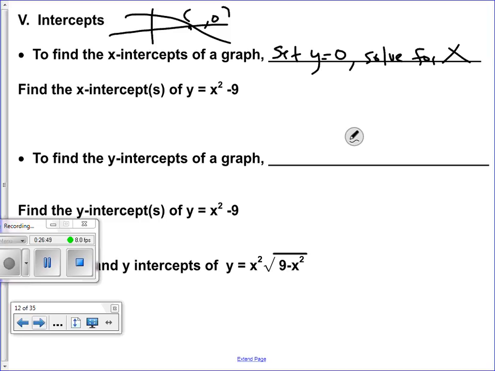So I have a parabola here, y equals x squared minus 9. I just want you to find the x-intercepts of that.